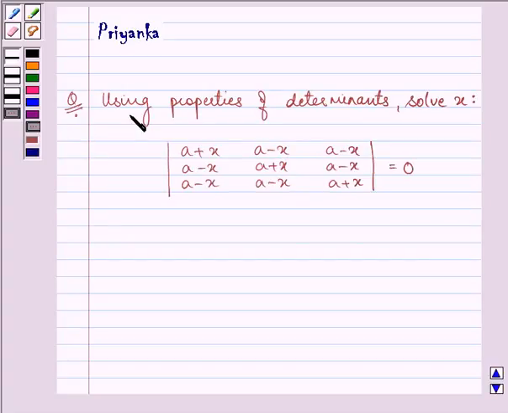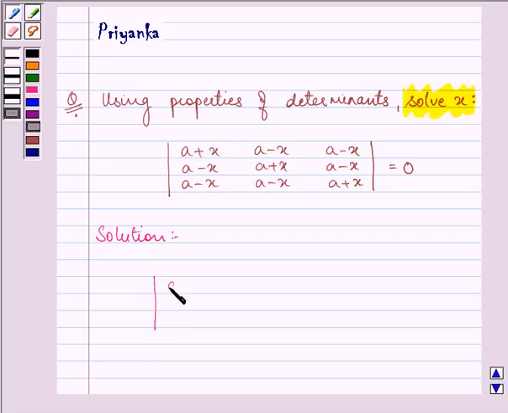The question says, using properties of determinants, solve x. Now here we are given the determinant as, in the first row we have a plus x, a minus x, a minus x. In the second row we have a minus x, a plus x, a minus x. And in the third row we have a minus x, a minus x, and then a plus x. And the value of this determinant is equal to 0. It's given to us in the question. So let us proceed with our solution.